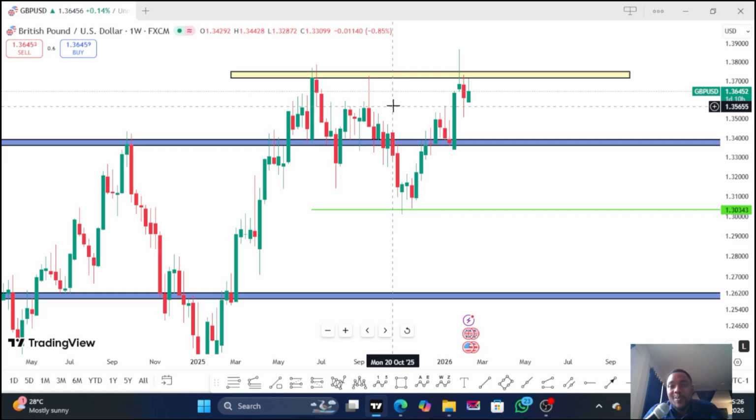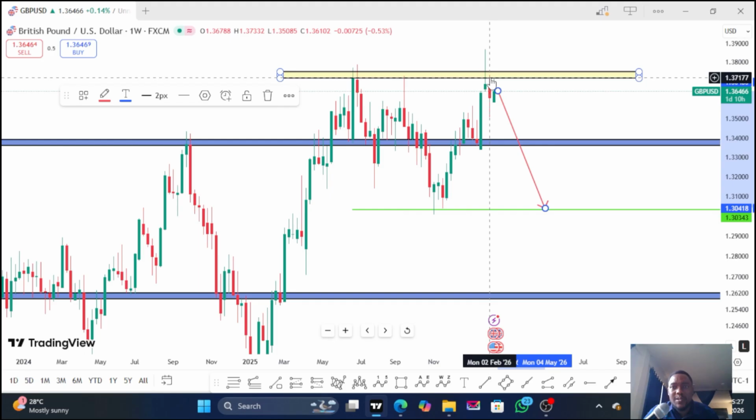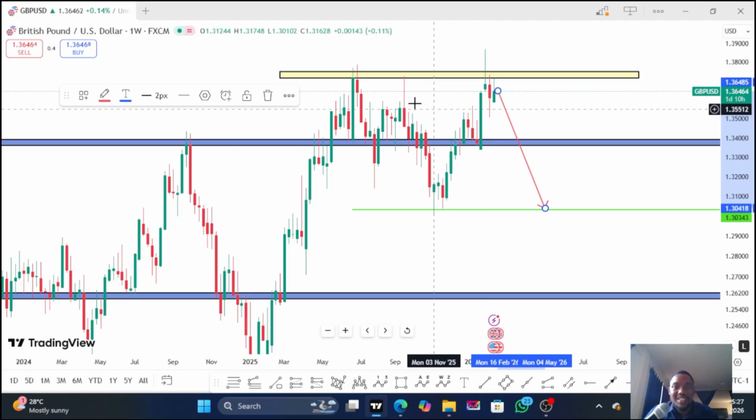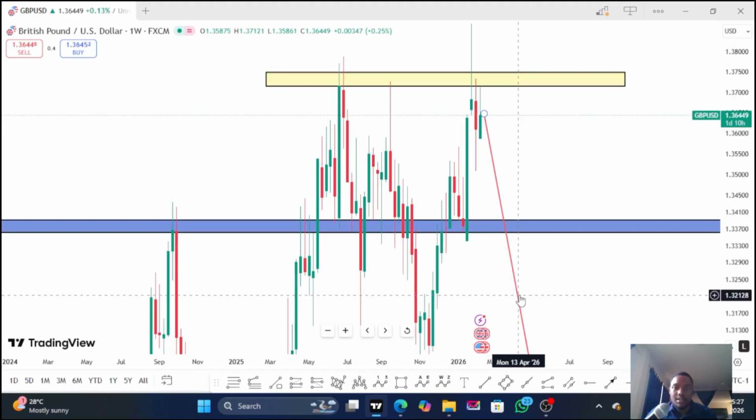I think we have already confirmed this. When I saw this massive bearish candle on the weekly chart, I said we are done. We are going to collapse toward 1.30418. This will be our next level target. But our first target will be here at this major zone. So my first level target will be around this zone here. Let me clear this.